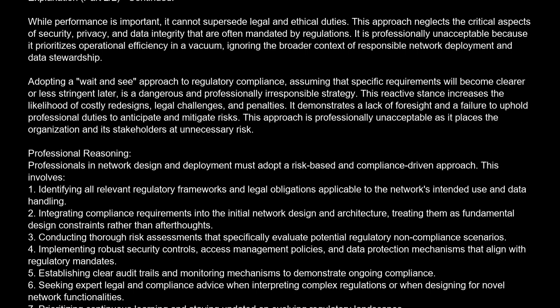4. Implementing robust security controls, access management policies, and data protection mechanisms that align with regulatory mandates. 5. Establishing clear audit trails and monitoring mechanisms to demonstrate ongoing compliance. 6. Seeking expert legal and compliance advice when interpreting complex regulations or when designing for novel network functionalities. 7. Prioritizing continuous learning and staying updated on evolving regulatory landscapes.